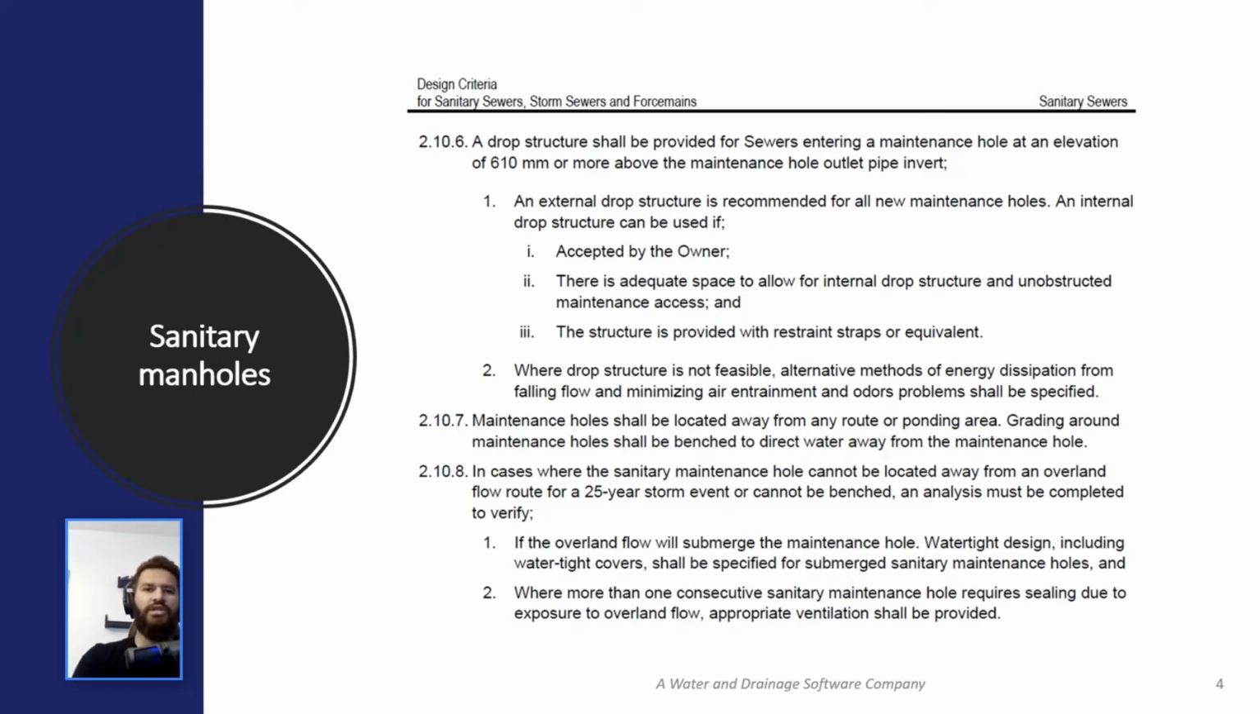So I'm just going to read it and then explain what exactly it is asking us to do. The maintenance holes or the manholes shall be located away from any route or ponding area. Grading around manholes shall be benched to direct water away from the maintenance hole. So we have the sanitary sewers, and the sanitary sewers have the manholes for maintenance purposes. The new design criteria are asking us to locate these sanitary manholes away from the routing or ponding area.